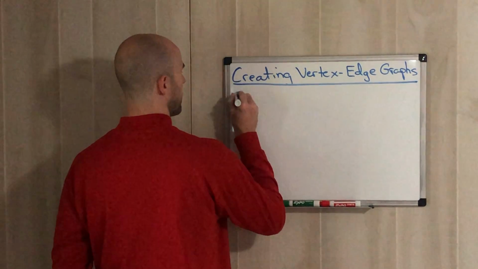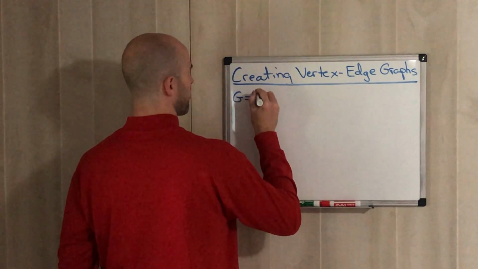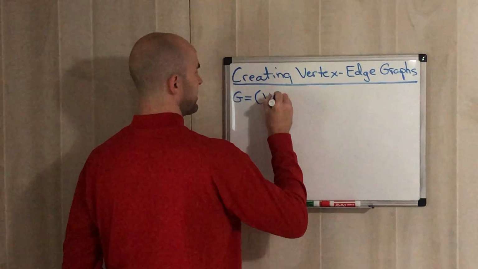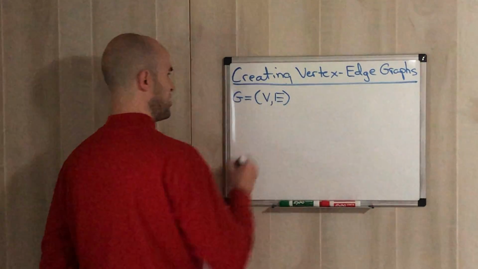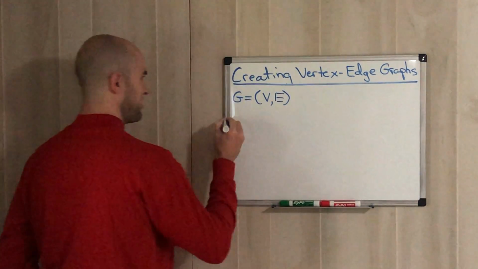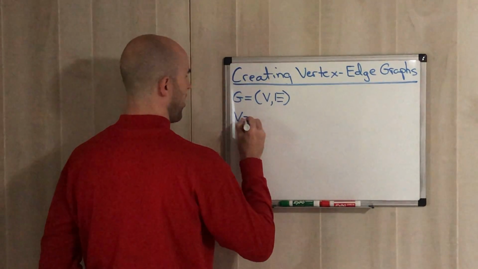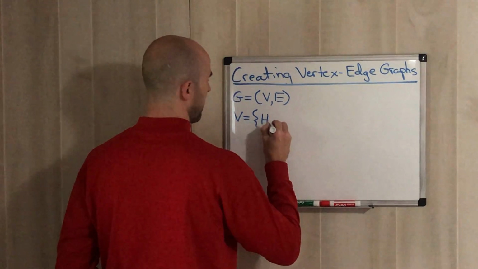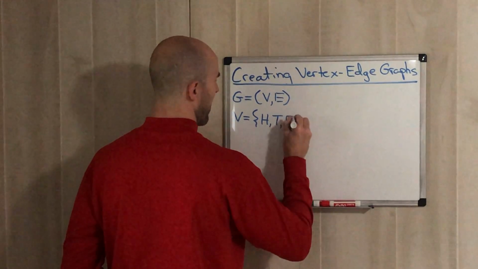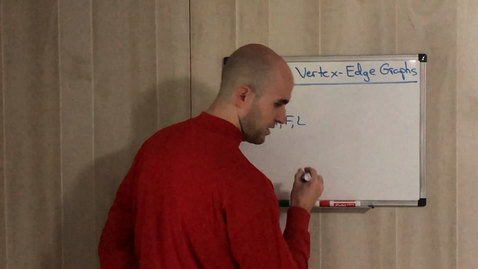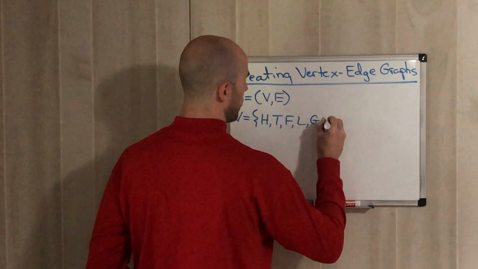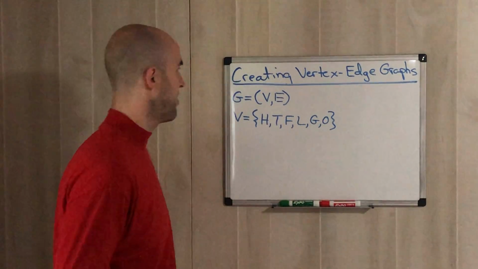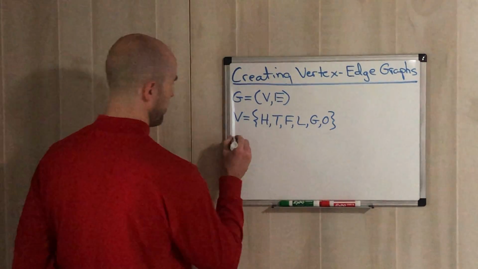So the very first thing whenever you're starting is just being able to represent what that graph is. Every single Vertex-Edge graph consists of vertices and edges. So we have G equals V and E, vertices and edges. First we're going to have all of our vertices represented. Our vertices would be H, T, F, L, G, and O. So these are 6 vertices that I'm giving you.